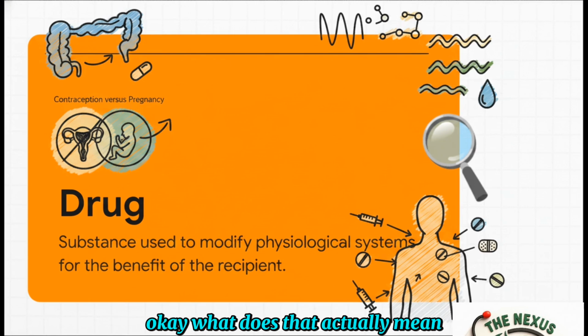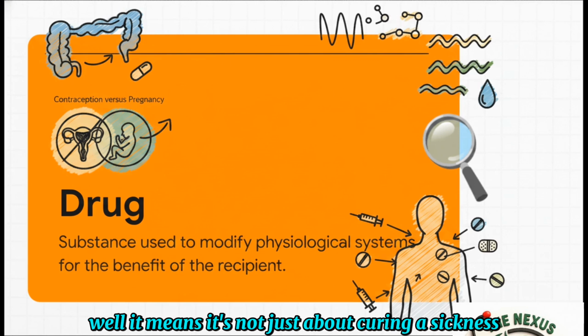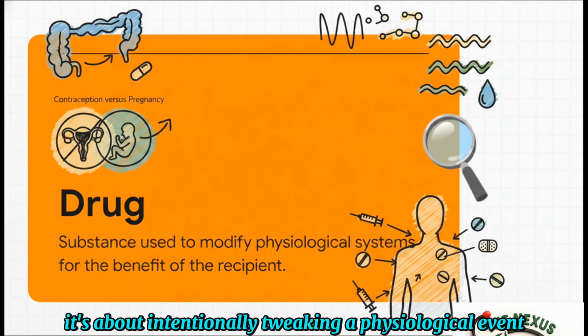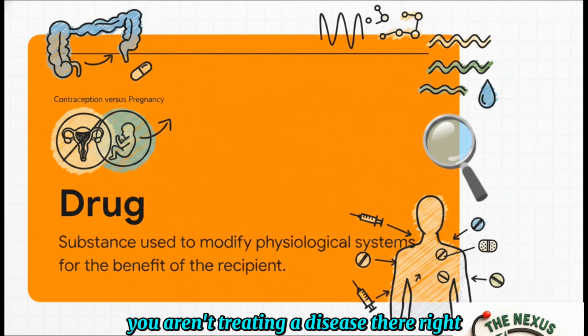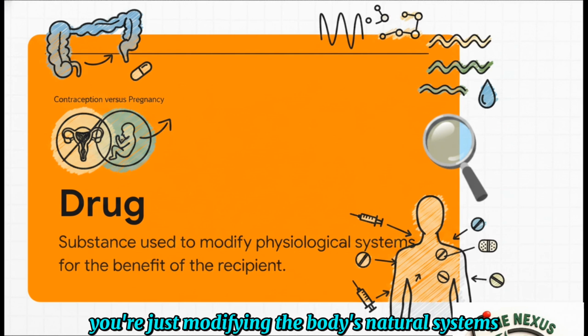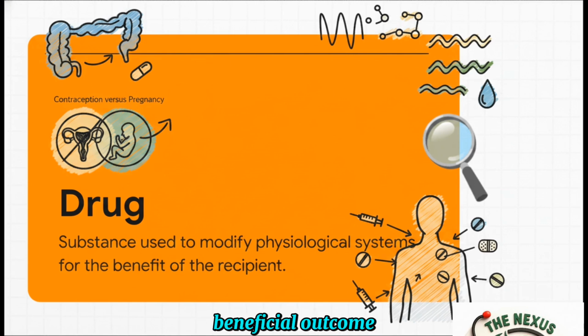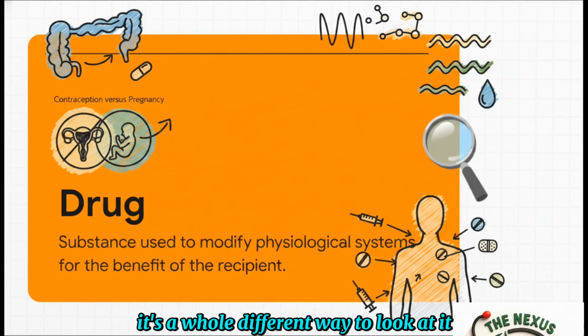Okay, what does that actually mean? Well, it means it's not just about curing a sickness. It's about intentionally tweaking a physiological event. Take contraception, for instance. You aren't treating a disease there, right? You're just modifying the body's natural systems to achieve a highly specific, beneficial outcome. It's a whole different way to look at it.